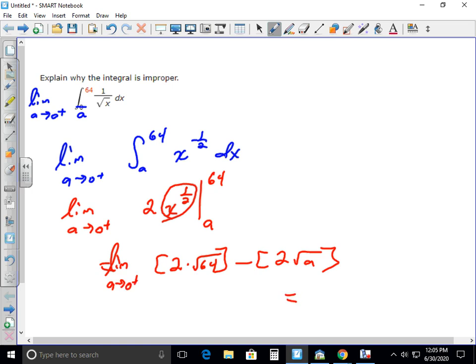If we take the limit, well, the square root of 64 is 8. 2 times 8 is 16. If we let a go to 0, then that term is 0, so we get 16. So this is an improper integral, and this one converges. As a gets closer and closer to 0, our answer, which is our area, gets closer and closer to 16.